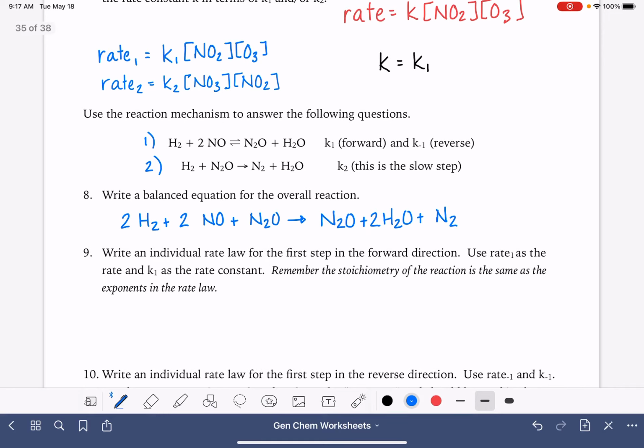Now we're going to write a rate law for the first step in the forward direction. Because this is in equilibrium, we can write a rate law for the reaction proceeding left to right. We can also write a rate law for the reaction proceeding right to left. So for the forward reaction, like we did in the previous example, we're going to use rate sub 1, indicating that it's step 1. We're going to use K sub 1, again, indicating that it is step 1. And then our reactants, H2 and NO, and that NO is going to be squared. Remember that in an elementary step, the stoichiometry is the same as the exponents in the rate law.